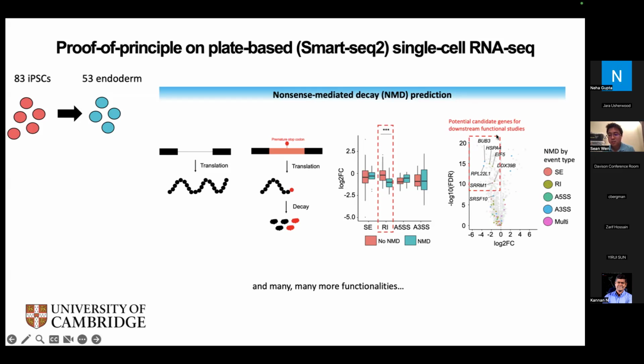You can see over here, the top left quadrant shows a list of genes that is downregulated in endoderm and also subjected to nonsense-mediated decay. And this could be a handful of genes that you might want to prioritize for your functional validation.